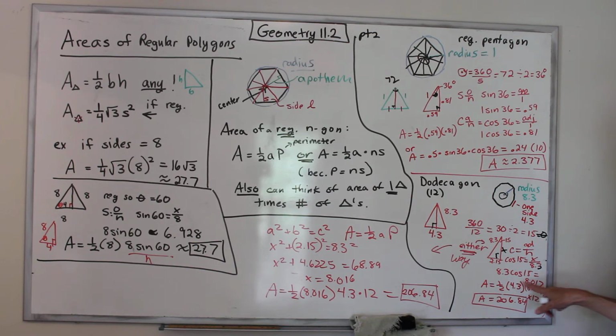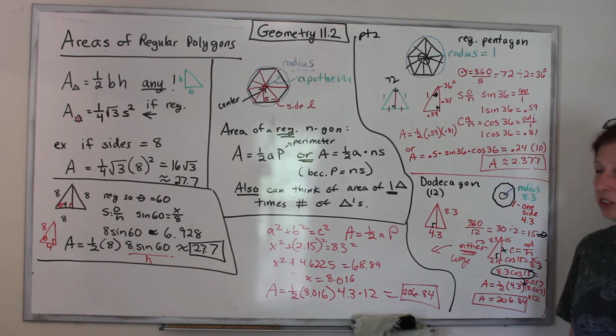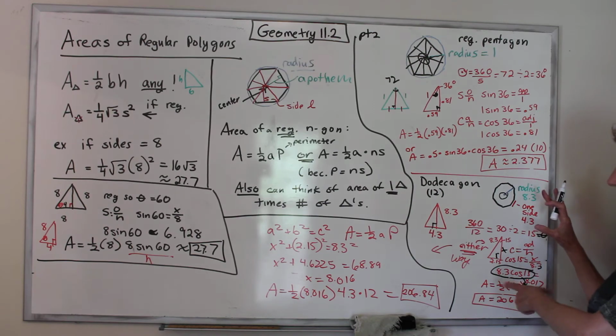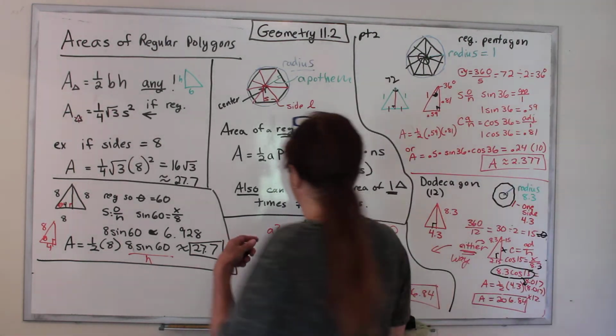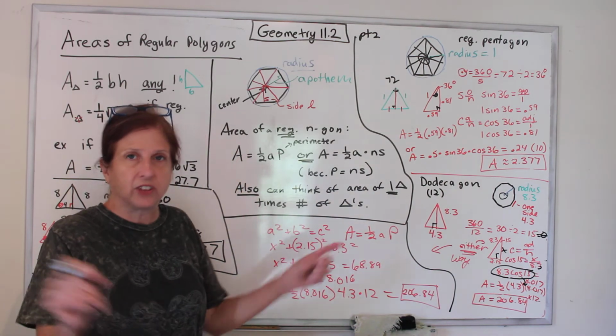Now, instead of putting in 8.017 here, you could actually put all of this in right there and do 1/2 times 4.3 times 8.3 times cosine 15, and it would give it to you. That's the way I absolutely would do it, because to me, the trig way, I don't have to remember any fancy formulas. It's just SOH CAH TOA taking its way.